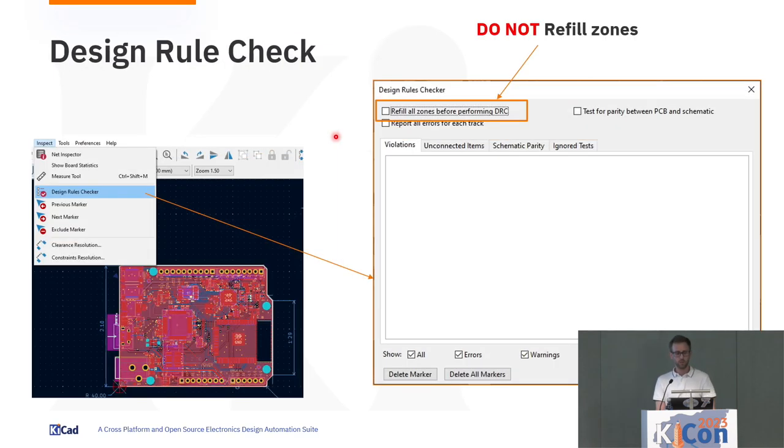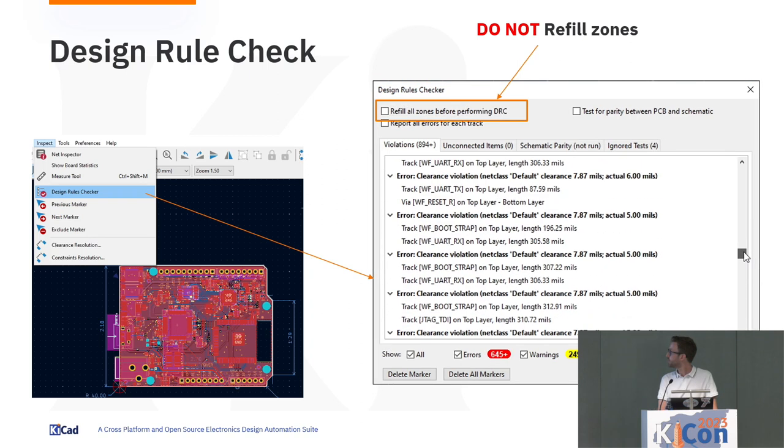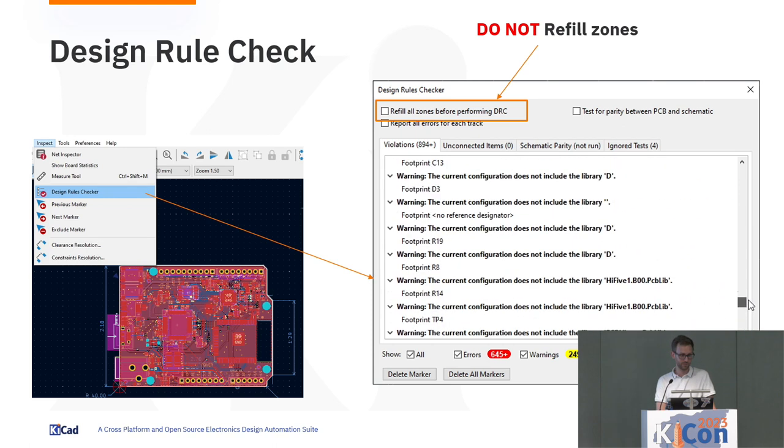Okay. So then let's do a design rule check. So we've got the schematic and the PCB nice and synchronized. So we want to make sure that everything's okay, because we want to be using this board for something. So I'll press run DRC. Oh no, I've got 600 errors to fix.